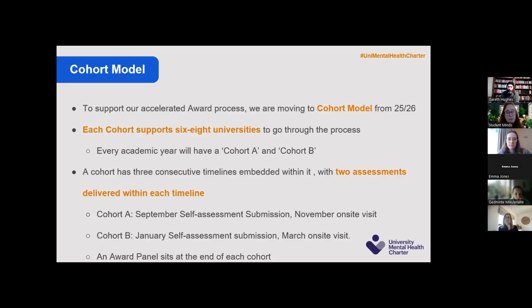And one of the main changes to this is we used to run the award panel twice a year, and we had to try to fit in award timelines around when the panels were. And some of you might remember or have been in assessments where universities had to wait a very long time to actually get in front of the panel. So the award panel now sits at the end of each cohort. So a university shouldn't have to wait longer than about 8 to 10 weeks to get a ratification from when they find out their outcome.